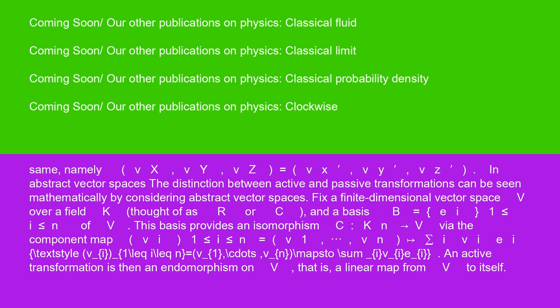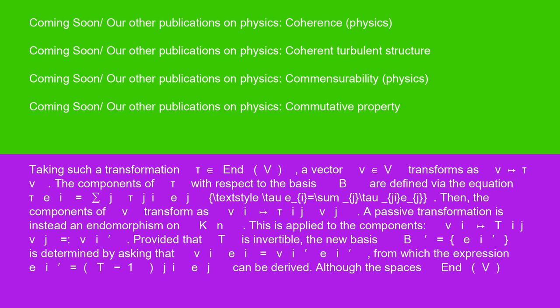An active transformation is then an endomorphism on V, that is, a linear map from V to itself. Taking such a transformation τ, an element of End(V), a vector v in V transforms as v ↦ τ(v). The components of τ with respect to the basis B are defined via the equation τ(e_i) = Σ_j τ_ji e_j. Then the components of v transform as v_i ↦ τ_ij v_j.